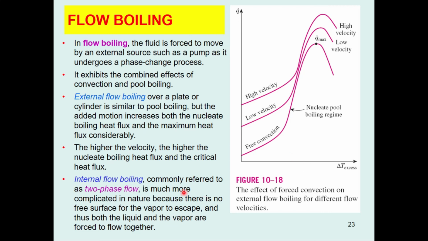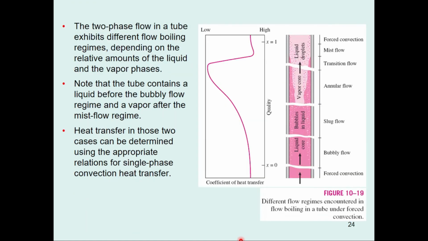So the second category is known as the internal flows, which is simply known as the two-phase flow, is much more complicated in nature. There is no free surface for the vapor to escape, because it is inside the geometry or inside the pipe or inside the duct, so both the liquid and the vapor are forced to flow together. We will also see the internal flow case in the upcoming slide. This is a kind of the internal flows, right?